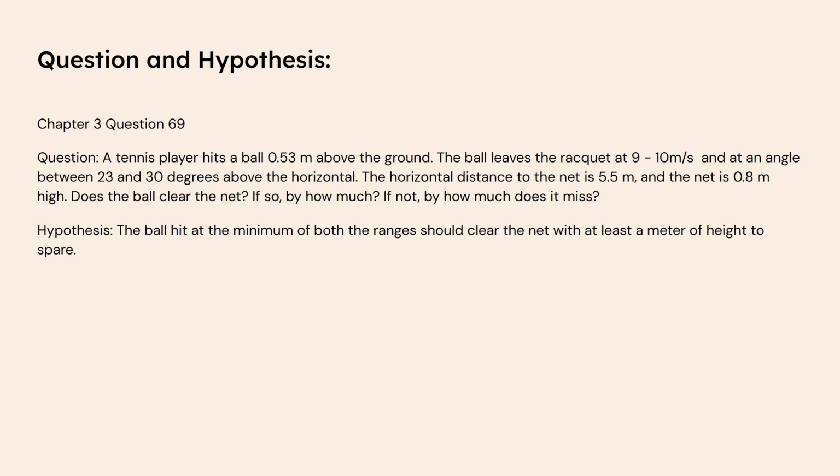The question asks, a tennis player hits a ball 0.53 meters above the ground. The ball leaves the racket at 9 to 10 meters per second and at an angle between 23 and 30 degrees above the horizontal. The horizontal distance to the net is 5.5 meters, and then the net is 0.8 meters high. Does the ball clear the net? If so, how much? If not, by how much does it miss? My hypothesis is that the ball hit at the minimum of both ranges should clear the net with at least a meter of height to spare.